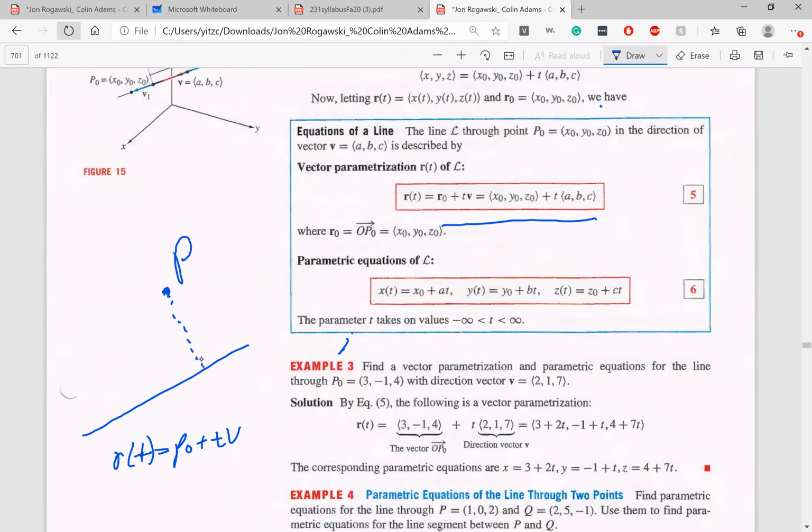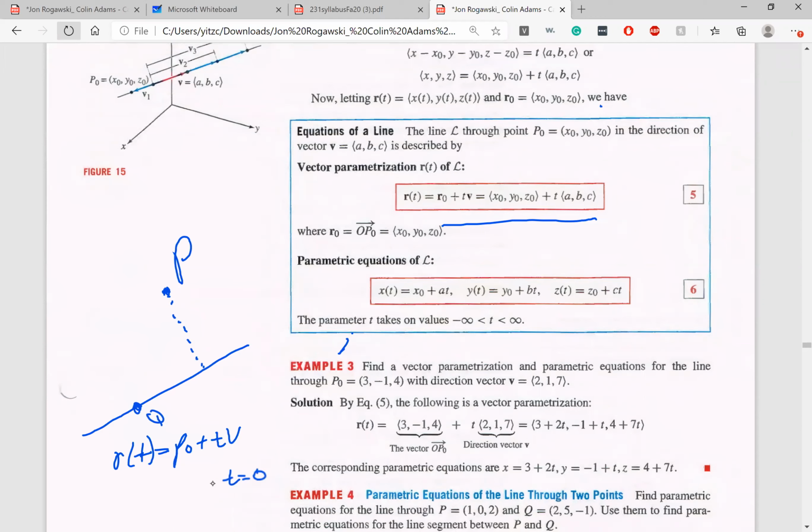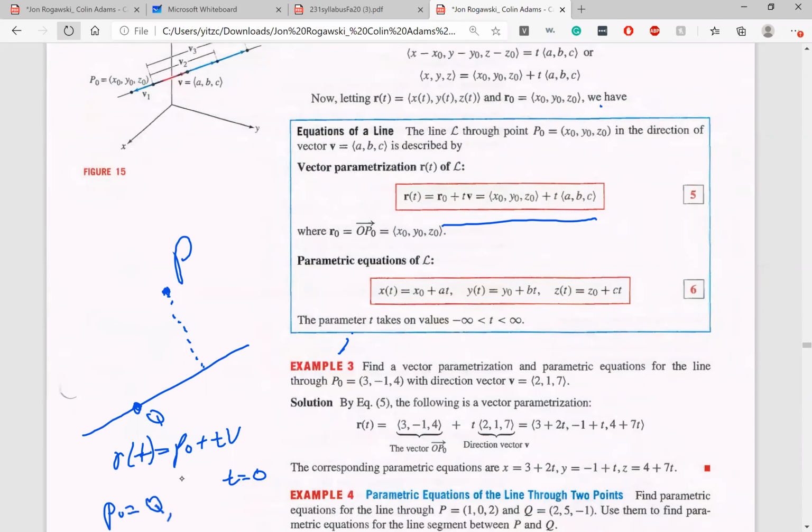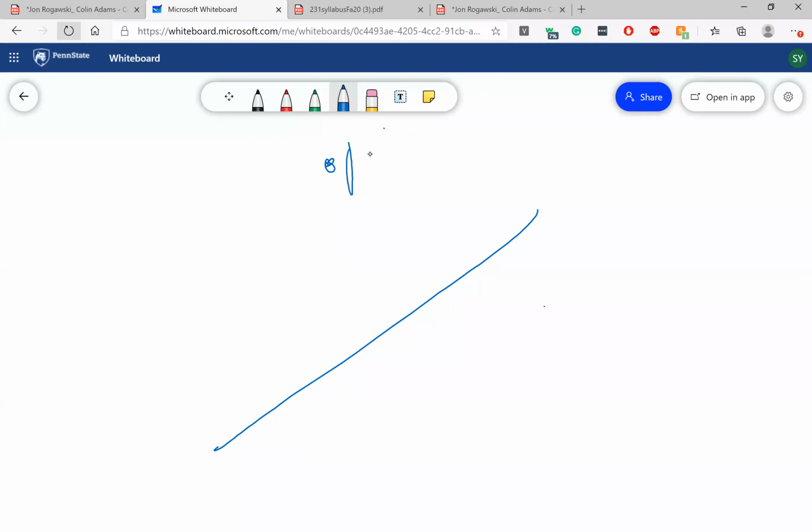The way to do this is to arbitrarily pick a point on the line. Call this point Q. You can find Q by setting t equal to 0, for example. So then your P0 is going to be your Q, so P0 is equal to Q. And then you find, let me go here. Here's your point P, and here's your line, r of t equals P0 plus tv.